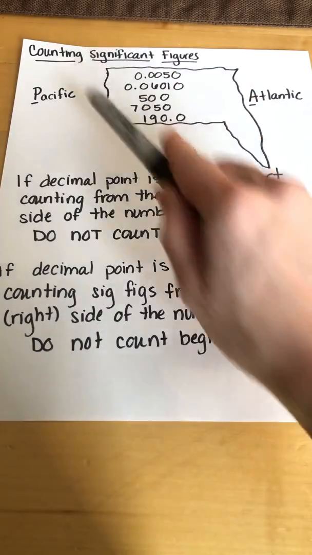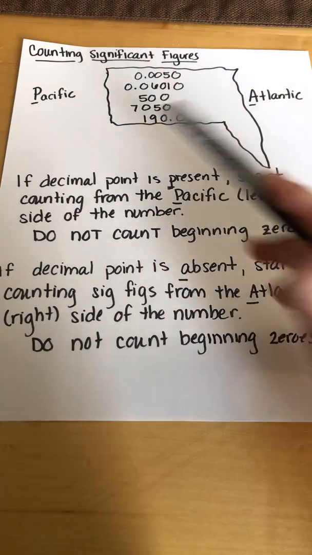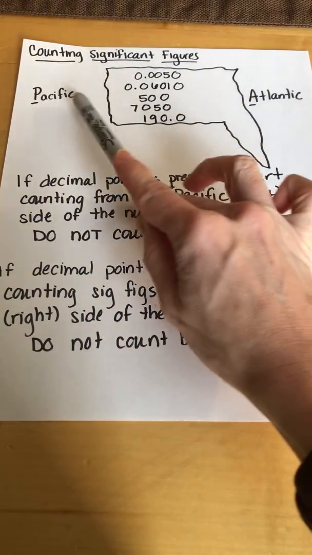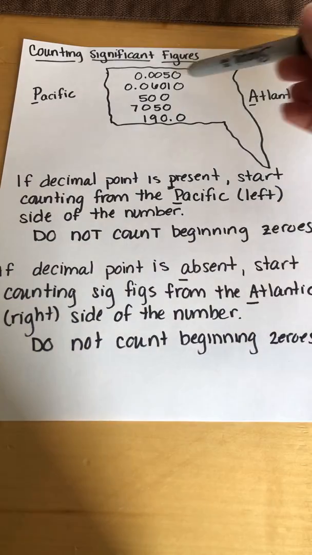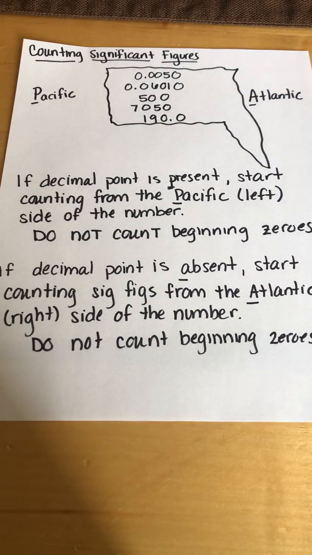So this is my kind of rough map of the US, and I have my Pacific Ocean over here by California and my Atlantic Ocean, which is over here by Florida. So right now I'm just kind of putting those letters on the map as you get used to this. Obviously you don't have to draw a map every time, but it's just to help that visual as we get started.